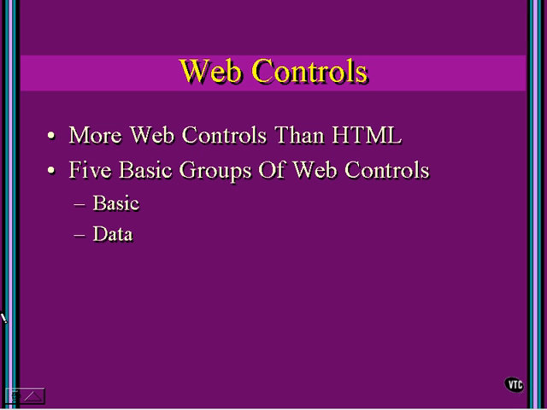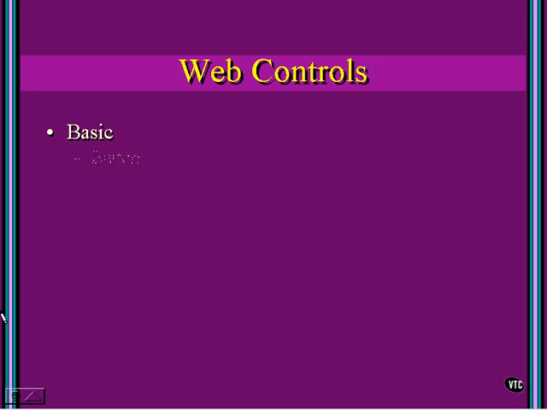There are some basic ones. There are ones that have to do with data, or binding data to our web page and showing data from a database, or from a data source, I should say. Rich web controls, I'll talk about those. Validation controls, and then mobile controls. Now let's take a look at each one of them in a little more detail.